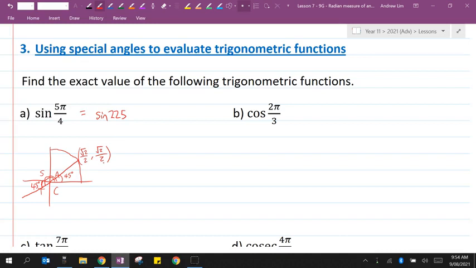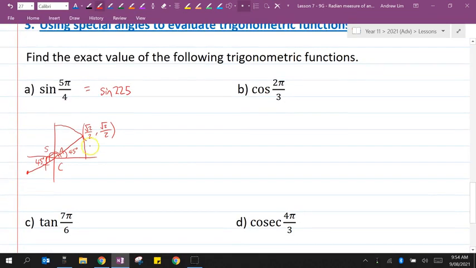Now 5 pi on 4, 225 degrees. Over here, we're going to have exactly the same coordinates, root 2 on 2, comma root 2 on 2, except in this quadrant both x and y are negative. So I'm going to put negative signs for both of them. Okay, so now that I've done that, I can actually work out what sine of 225 is. Well, actually that's cos and that's sine, so it's equal to negative root 2 over 2.